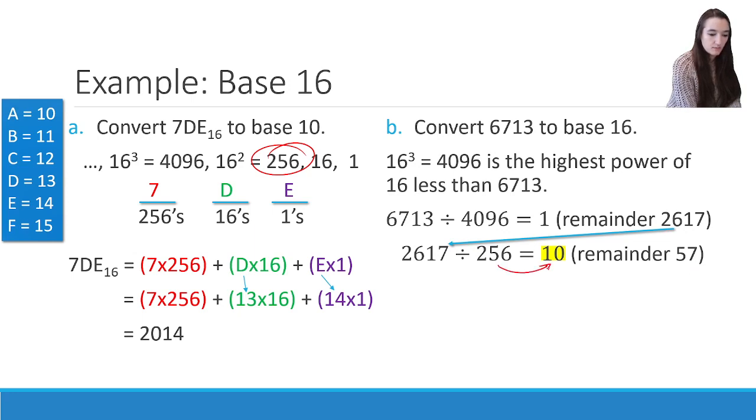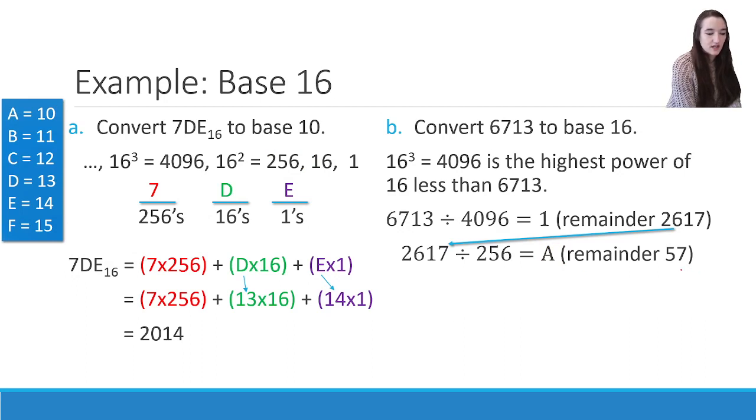Once again, we get our remainder by multiply. So this will be 2560. And then I subtract 2560 from 2617, and I'll get 57. One note we have to make is that I don't like leaving this as a 10. We want to convert it. As soon as we see a number that is 10 or greater, when it's got 2 digits, we need to convert it into its letter form. So that 10 will become an A.